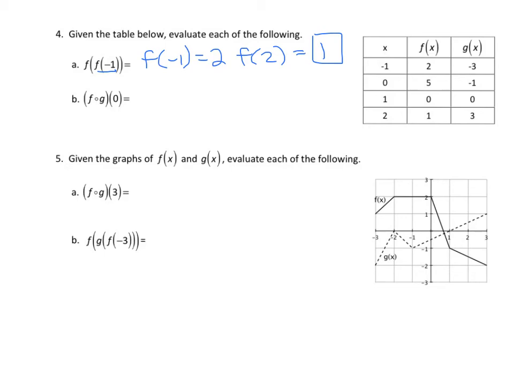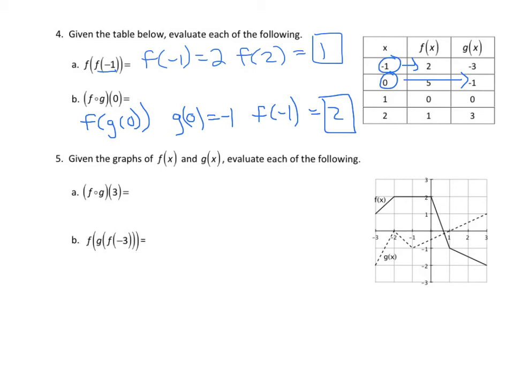In the next example, we will be finding f of g of 0. So first we're going to find g of 0, and we go to 0 in the x column. Then we go over to the corresponding y value in the g column, which is negative 1. Now negative 1 becomes our new x value, and we find f of negative 1. So we go to negative 1 in the x column, and now we go to the corresponding y value in the f column, which is 2.